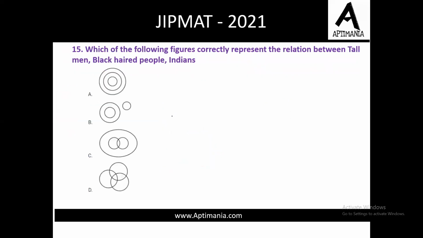Next question. Okay, based on Venn diagram, we need to find the relationship between tall men, black-haired people, and Indian. Now see, tall men जो होते हैं वो black-haired हो भी सकते हैं, नहीं भी हो सकते। जो tall men होते हैं वो Indians हो भी सकते हैं, नहीं भी हो सकते। और जो black-haired people हैं वो भी Indians हो भी सकते हैं, नहीं भी हो सकते हैं। So basically it should go like this. This is tall man, black hair, and Indian. इनका intersection हो भी सकता है, नहीं भी हो सकता है.